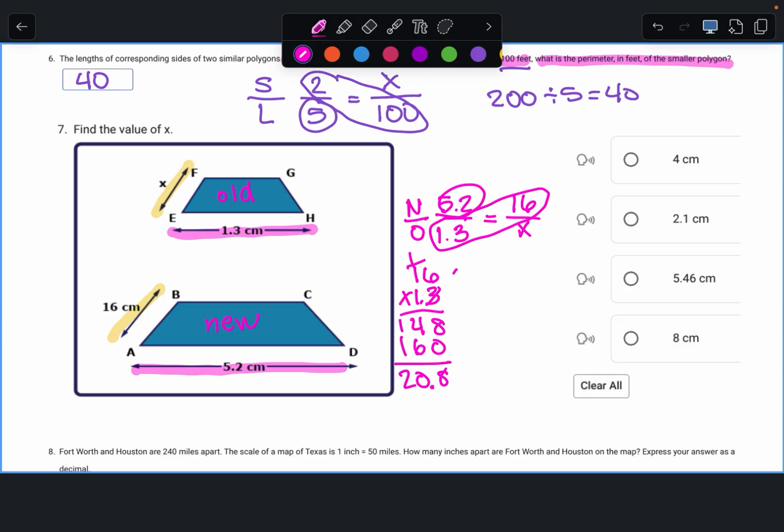So I have 20.8. And I have to divide that by 5.2, which means I have to move my decimal. So I have 208 divided by 52. And that is 4. So this would be my answer.